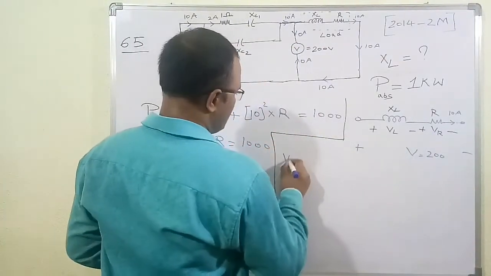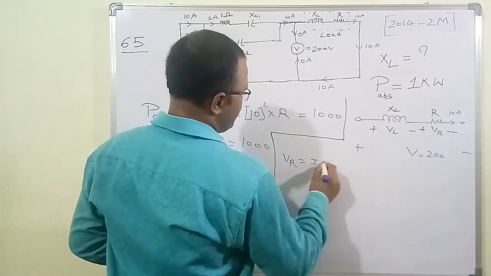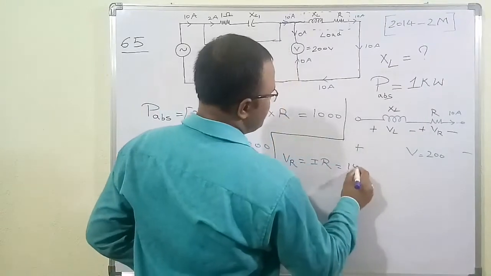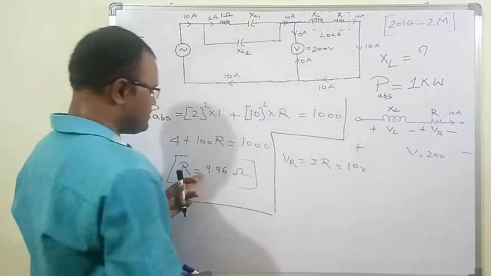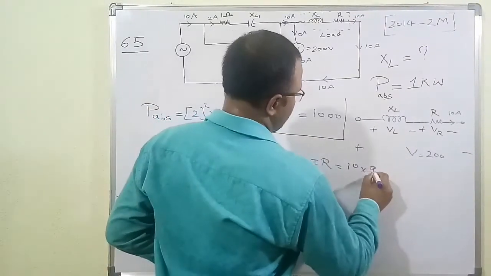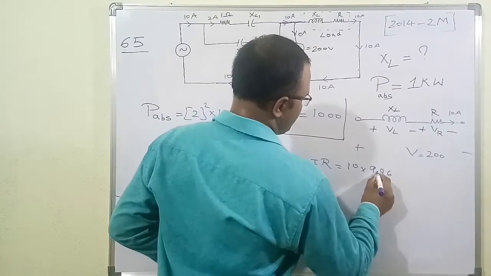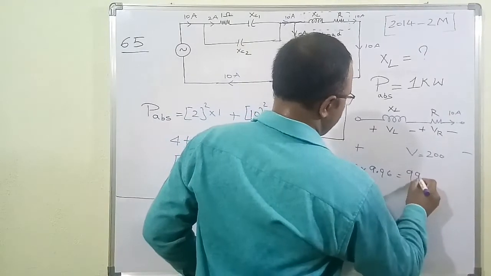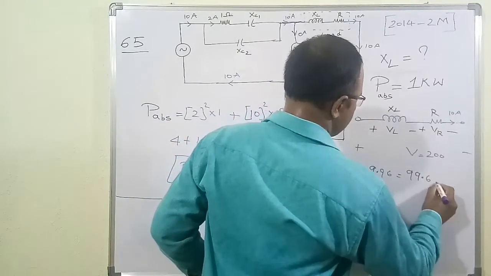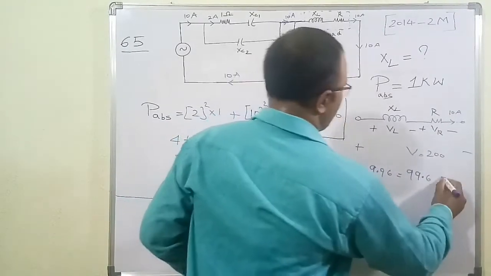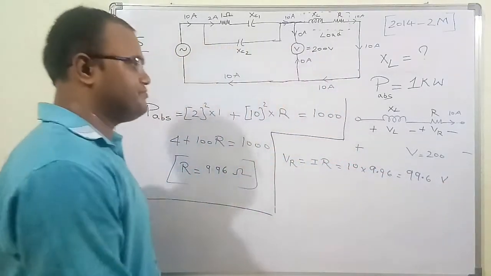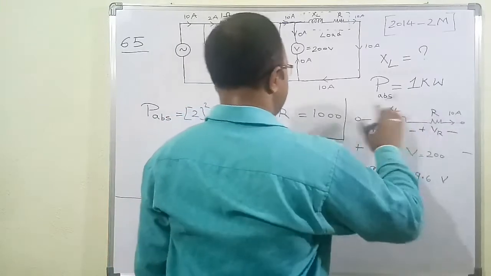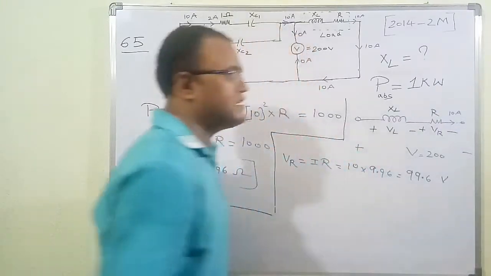VR is equal to I into R, and the current in the resistor is 10 ampere, so 10 into 9.96. If you do the calculation, you will get 99.6 volt. This is a series circuit: the inductor and the resistor are connected in series.